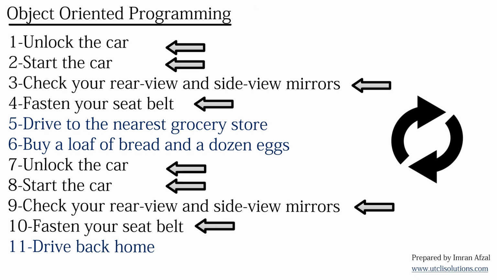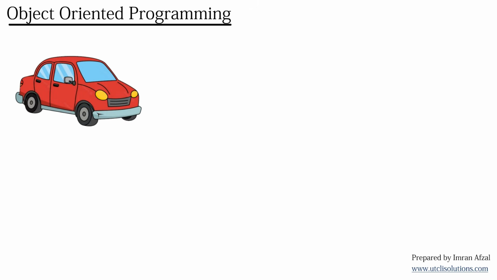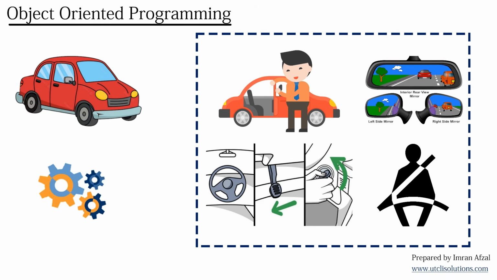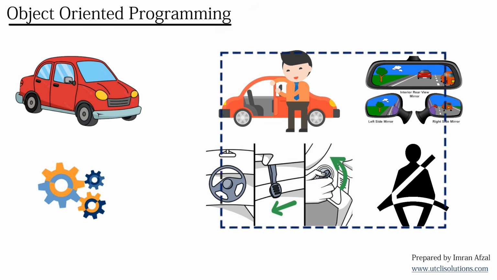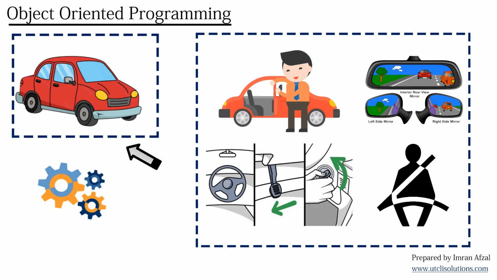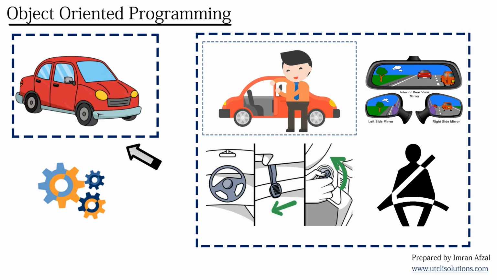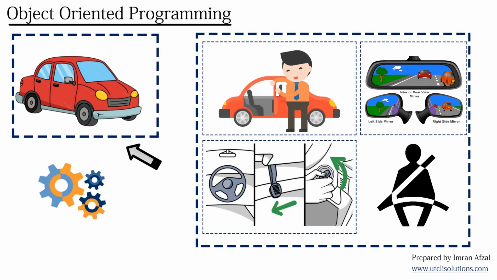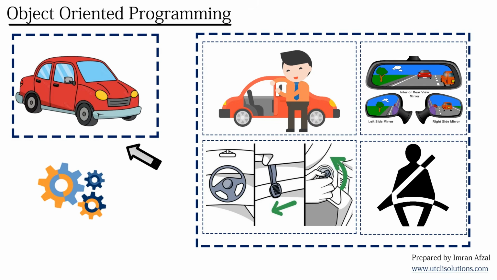So, what we do is we define an object and its functions in something we call a class. So, it will be something like class of an object, and the object will be the car. So, for example, we define car as an object and its class that will have functions of unlock the car, start the car, check your rear view and side view mirrors, fasten your seatbelt.